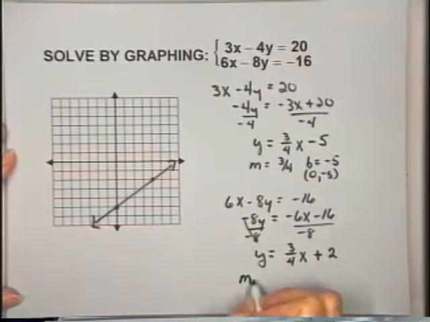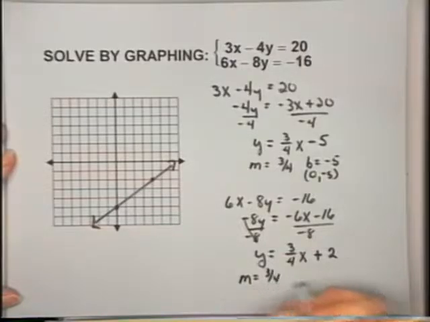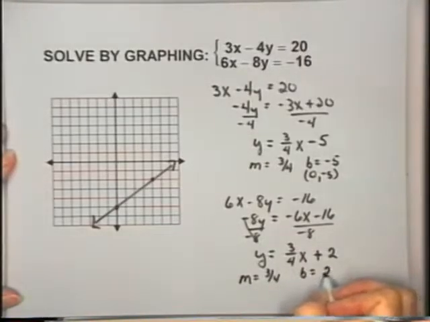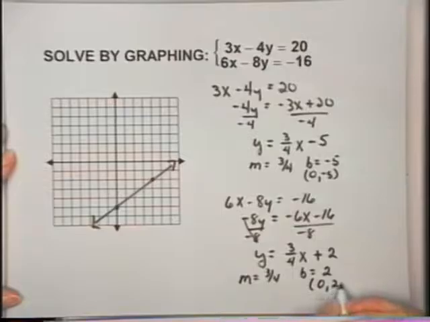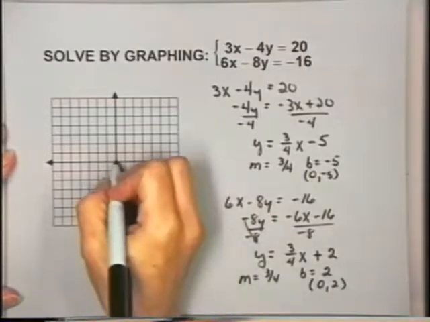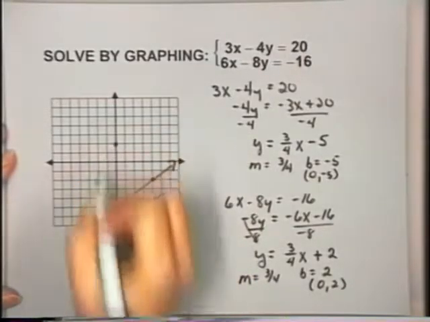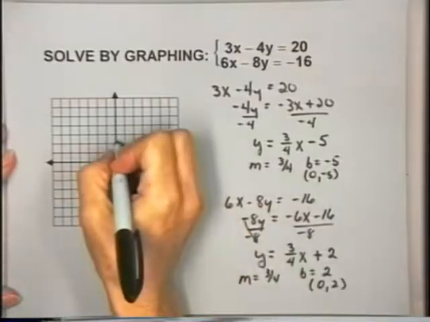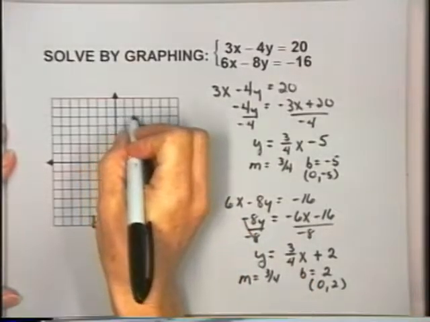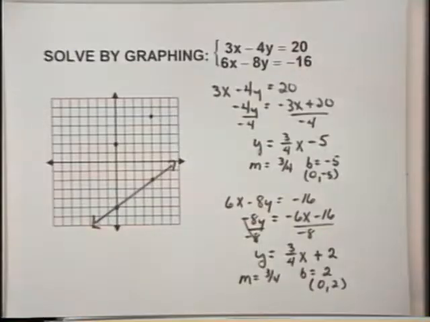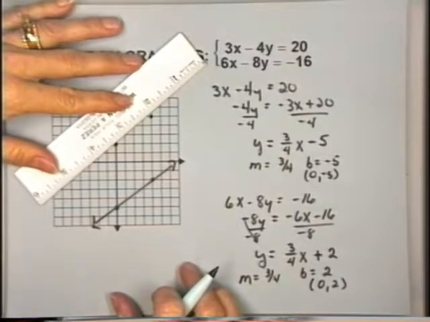So for this equation, my slope is 3/4. My y-intercept is given by b equals 2, or 0, 2. So I will graph 0, 2. My slope says go up 3 to the right 4. 1, 2, 3, 1, 2, 3, 4. And then I will sketch in this second line.